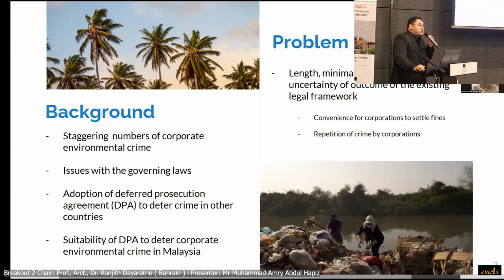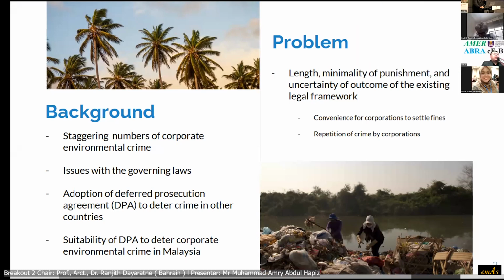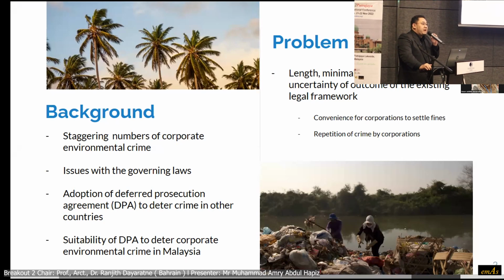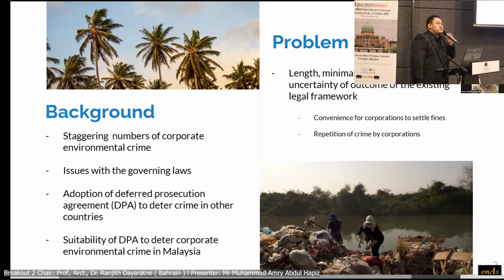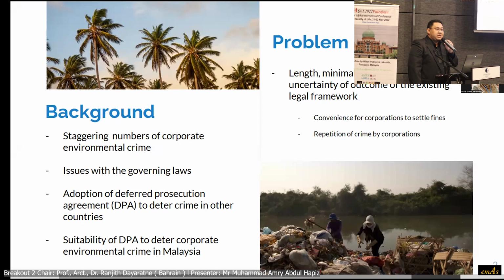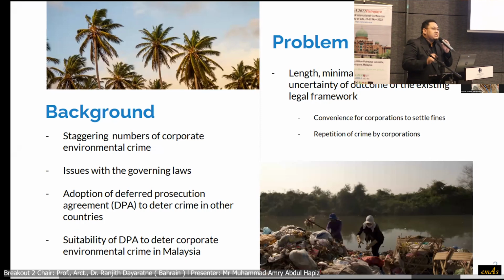This study is triggered by the staggering numbers of corporate environmental crime. It was reported by the Ministry of Environment and Waters that in 2021 alone, there were 60 reports of environmental crime cases to the ministry. Now, 60 might be minimal to some of us, but the impact of environmental crime to the society, to the individuals, and to the geography of a country is magnanimous. So it warrants a solution.